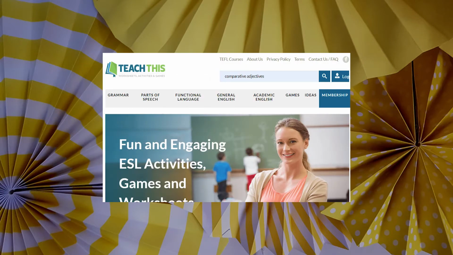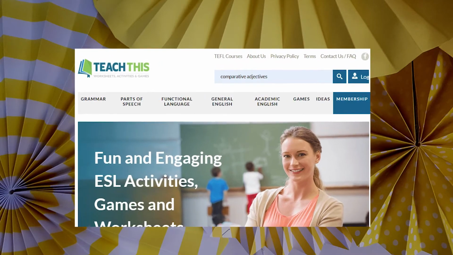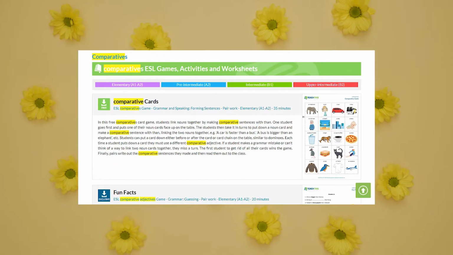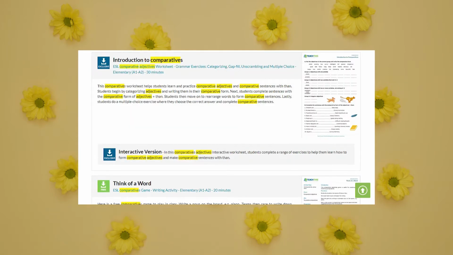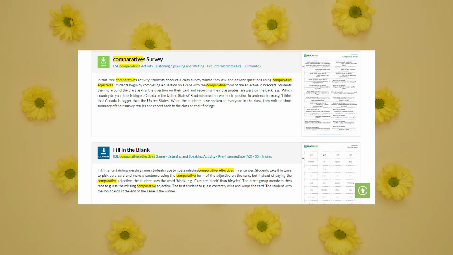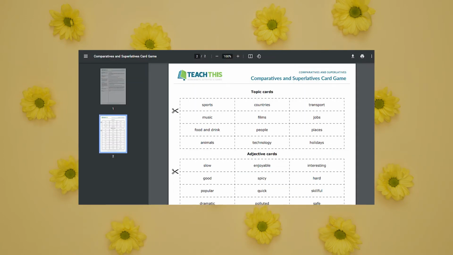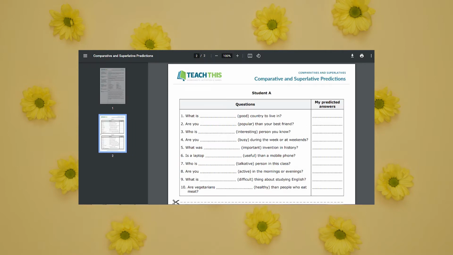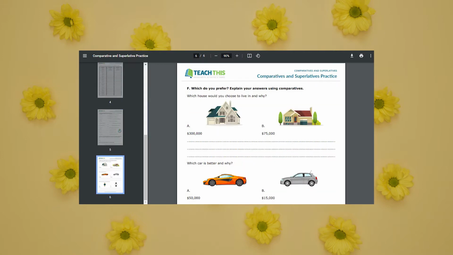For example, let's go with comparative adjectives and you'll find a variety of games. I always look for the green ones since they're free and because I'm cheap, but you can absolutely be a member and spoil yourself with all of the premium worksheets and games. Guys, seriously, this site saved my life like a gazillion times, so I'll keep the link in the description.